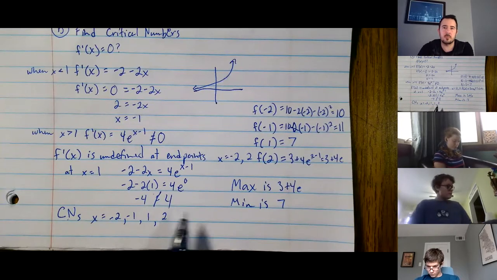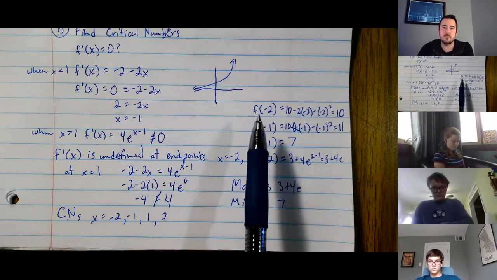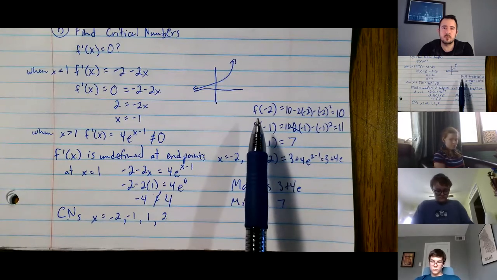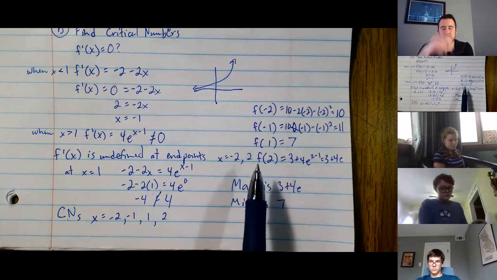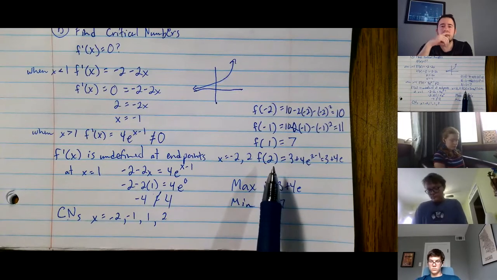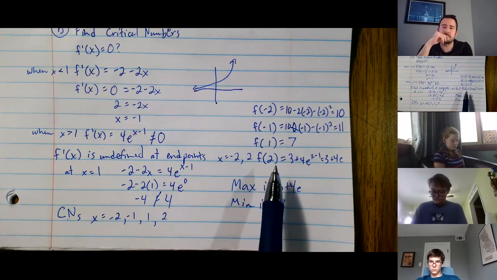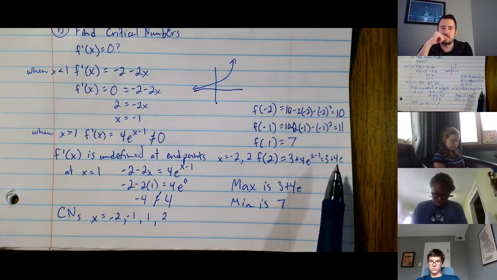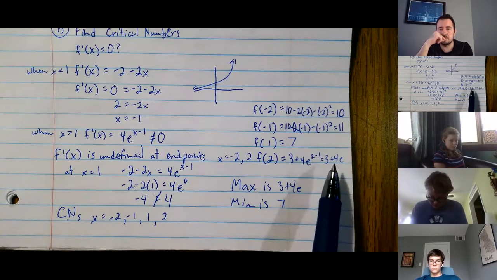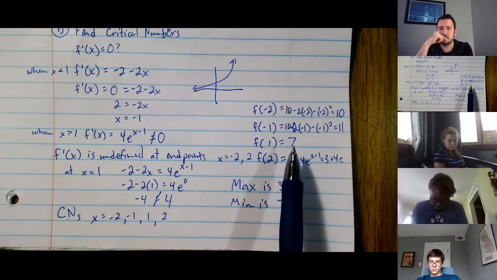Then I just do the critical number test by evaluating the function at each of those critical numbers: f of -2, f of -1, f of 1, which we already figured out, and then f of 2. I get those values: 10, 11, 7, and 3 plus 4e. Then I need to know which one of those is the least, obviously 7, and which one of those is the greatest.